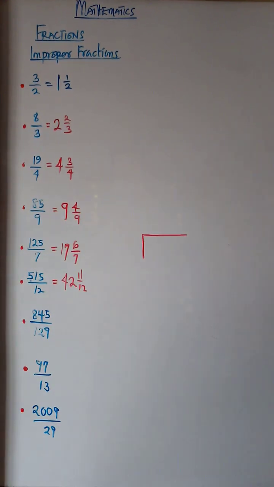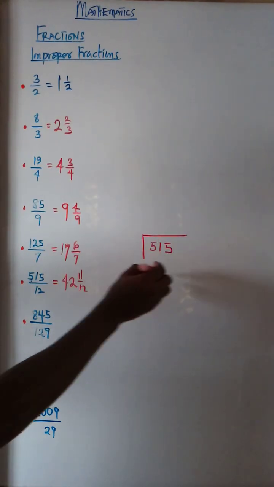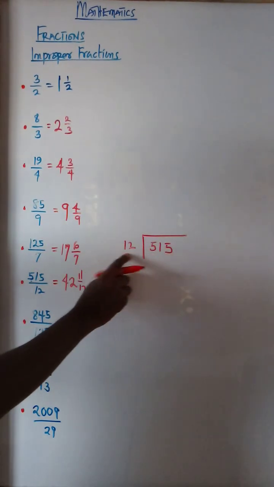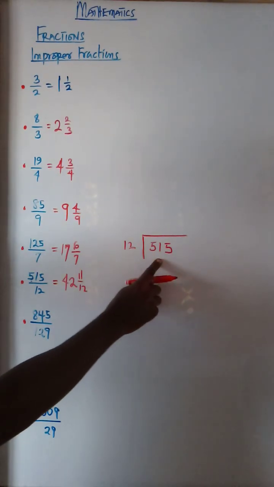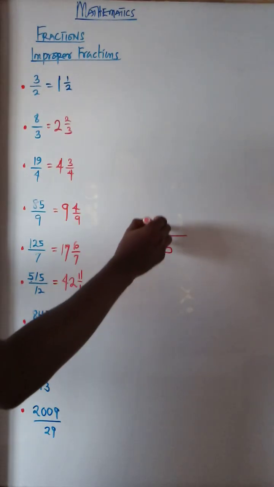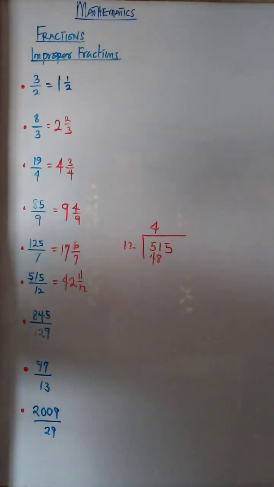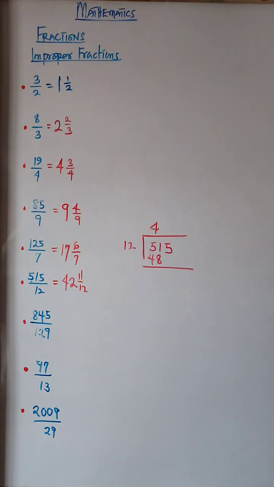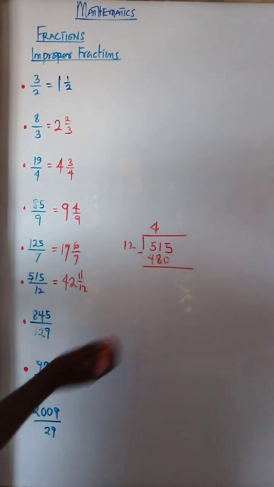Let's use another method. What we just did now, but in a fancy way. We put 515 inside, we put 12 here. So 12 cannot go in 5. So we try 51. 12 in 51, that is 4, because 4 times 12 is 48. Then what next? We subtract. You can put 0 here before that. So let's subtract.